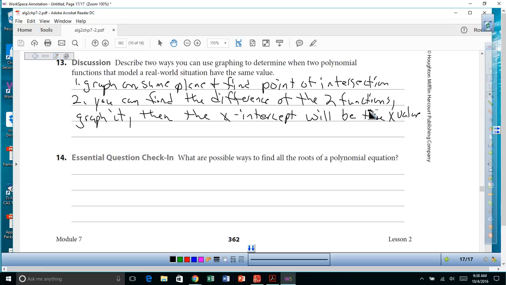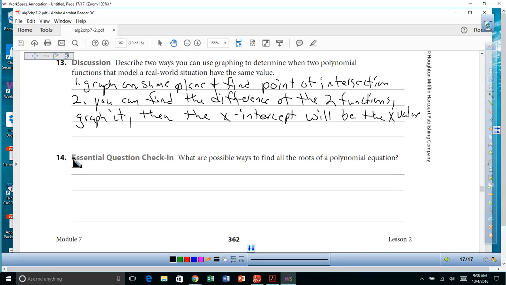Essential question: what are possible ways to find all the roots of a polynomial equation? The degree gives you the number of roots. You can factor when possible and use the rational root theorem and zero product property to find rational roots. Then you can use the quadratic formula to find irrational or complex roots.